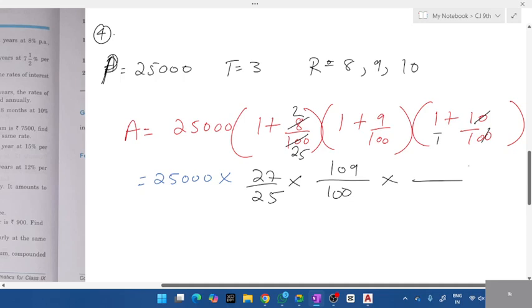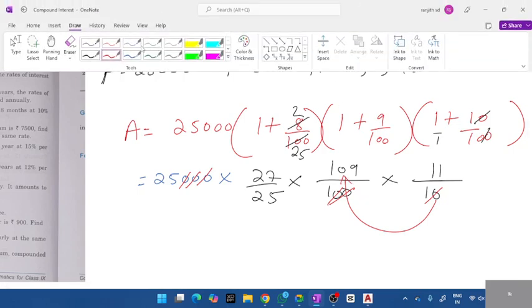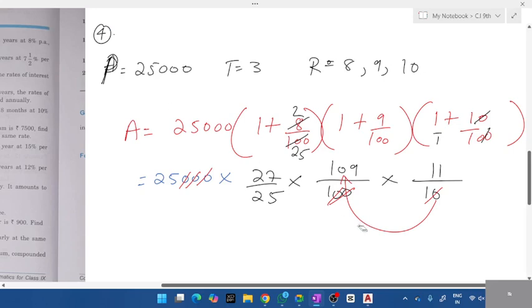Okay, what's the LCM for the third one? For the third one, what did you get? 11 by 10, right? Yes, 11 by 10. Reduce everything. 27, 25. See, this calculation is simple. There are two zeros here, three zeros and three zeros. Here, can I reduce this zero to this zero? Is it possible? Can I reduce it?